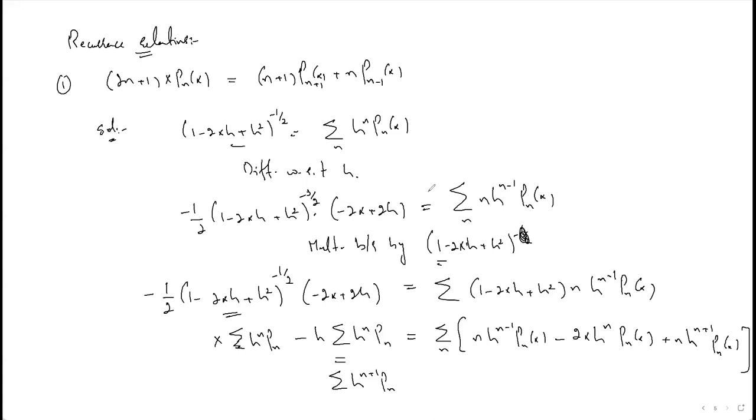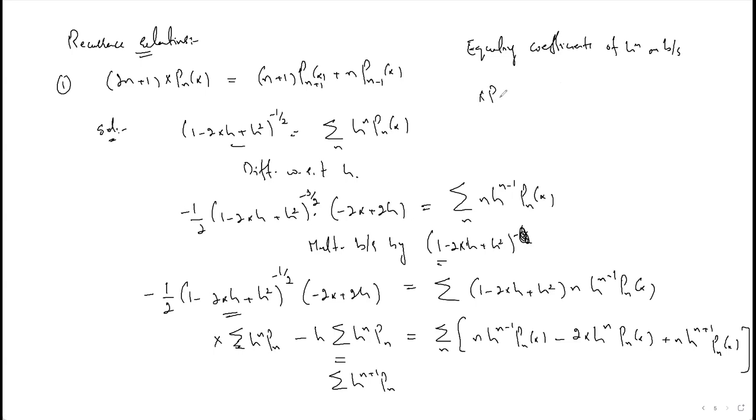So when I equate the coefficients of h raised to power n on both sides, I am just going to make it h raised to power n. What I will do is take n equal to n minus 1, because then it will be h raised to power n. So, equating the coefficient of h raised to power n on both sides. Okay, so what will be the coefficient of h raised to power n here?